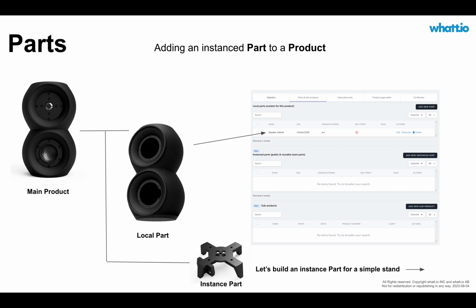So you would have a main product, you could have a local part which is completely unique for that product and cannot be used anywhere else. But then you can have a stand, in this case, which is used in multiple products, hundreds of products. Then you would build it as an instanced part.